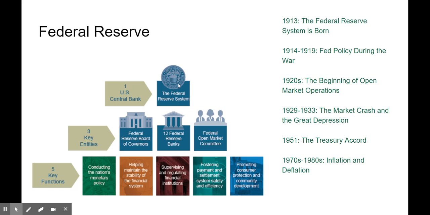But over here on the side, you can see how the Federal Reserve System is organized. The central bank is the Federal Reserve. It has three main parts: the Board of Governors over each of the 12 reserve banks, and then the Federal Open Market Committee, which takes those specific open market actions.